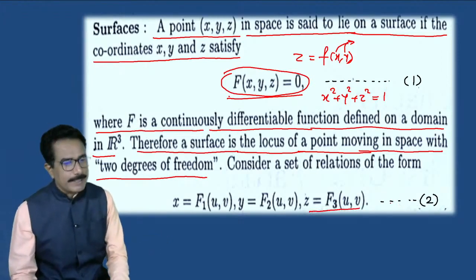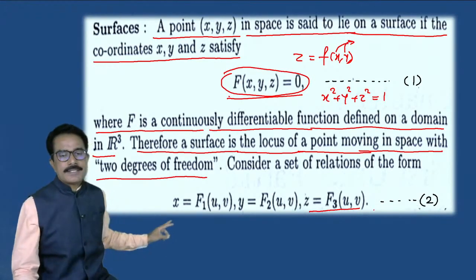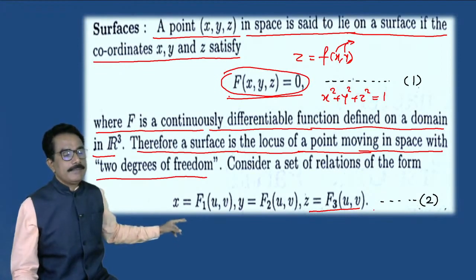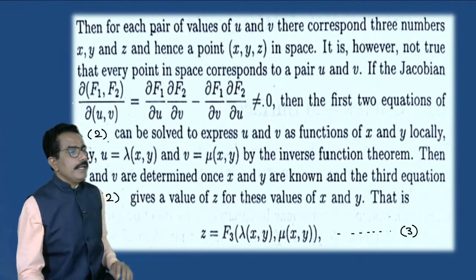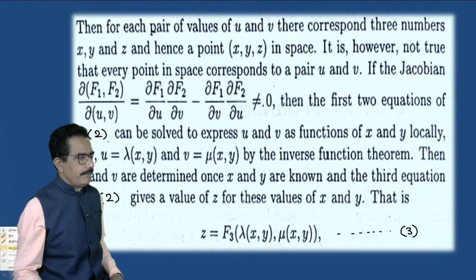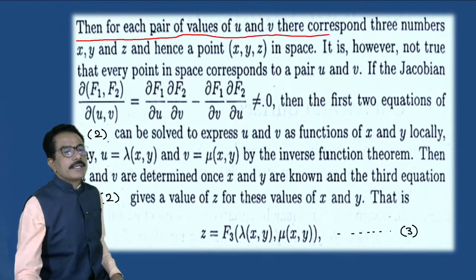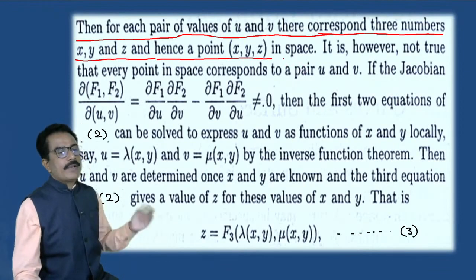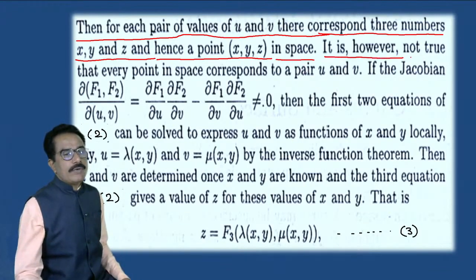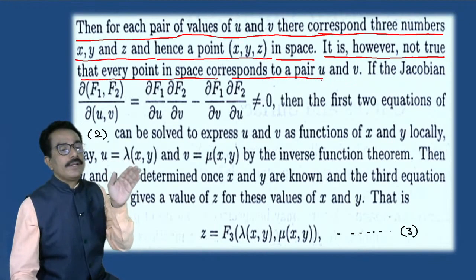Suppose this is equation number 3, where u and v are functions of x, y, z, that is yz, zx, xy, in this way. So now we consider another one. Then each pair of values of u and v corresponds to 3 numbers x, y, z, and hence the point (x, y, z) in space. It is however not true that every point in space corresponds to a pair of u and v.